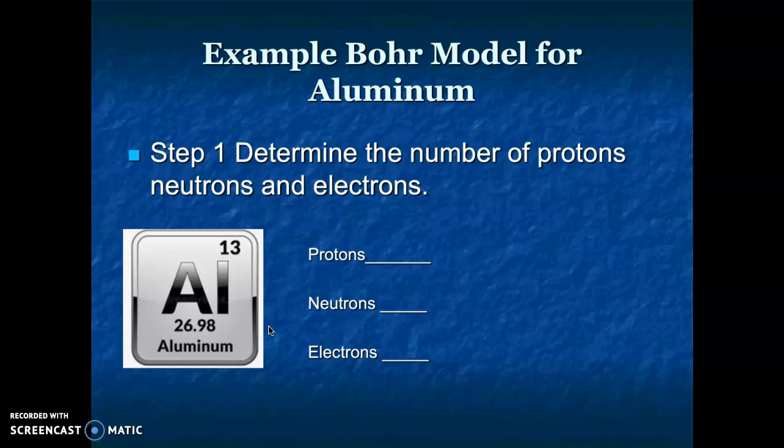And then the neutrons. Take the mass number of 27 and subtract off 13, and you will get 14. So there's 14 neutrons in each aluminum. And so you've got to put all of those particles, all 40 of those particles, yes, I did my math right, into your Bohr diagram.